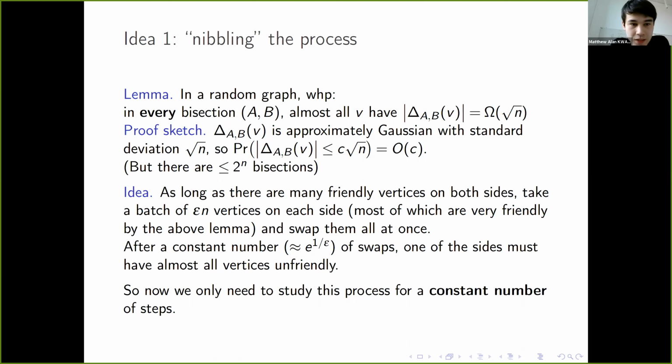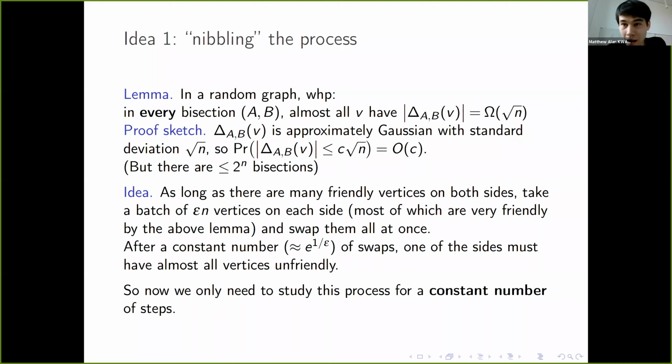But it turns out that if you repeatedly swap epsilon n friendly vertices at once, which you're allowed to do because we're interested in going until there's epsilon n vertices left which are friendly, then this can only go on for about e to the 1 over epsilon steps before the size of the cut would get impossibly big. Meaning after that many steps, you'll reach a point where almost all of the vertices on at least one side are unfriendly. And again, we want to show that things are balanced to show that, in fact, almost all vertices in the entire graph are unfriendly.